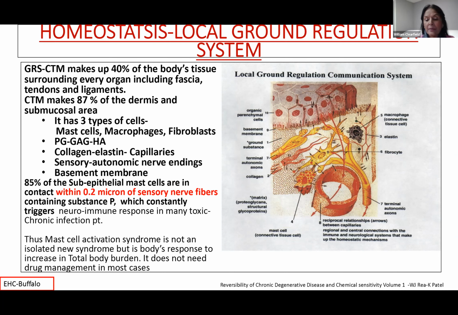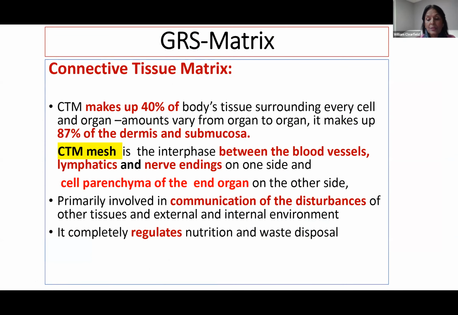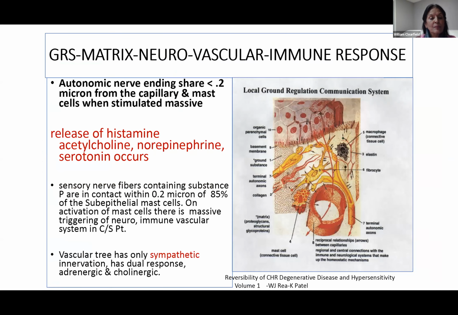It is not an isolated new syndrome, but it is the body's response to an increase in total body burden, and it does not need drug management if all of the factors of the environmental pollutant load are addressed. So remember, the connective tissue matrix is a mesh between the blood vessels, lymphatics, and nerve endings, and cell parenchyma of the end organs, communicating the disturbances of tissues, and the external and internal environment. It regulates nutrition and its disposal.